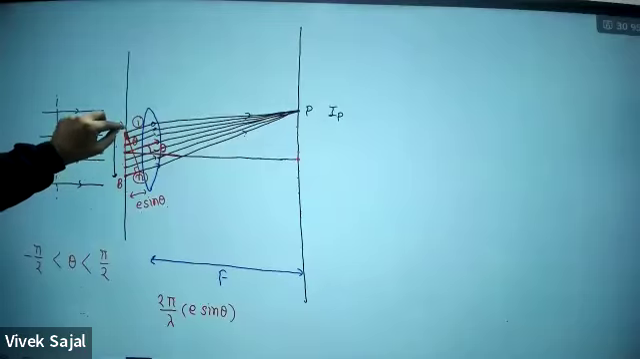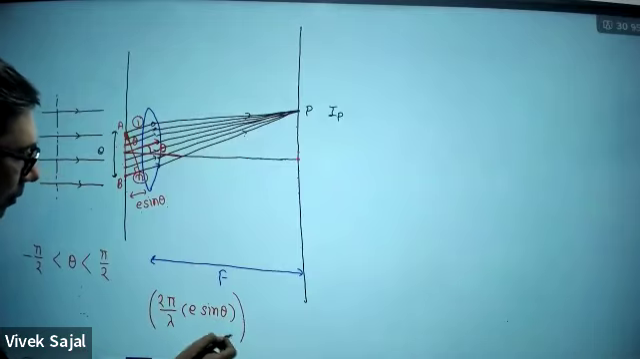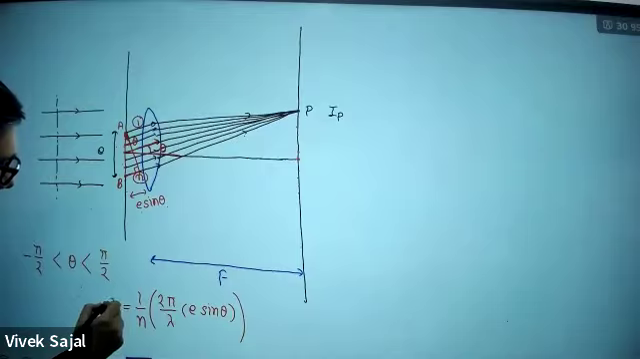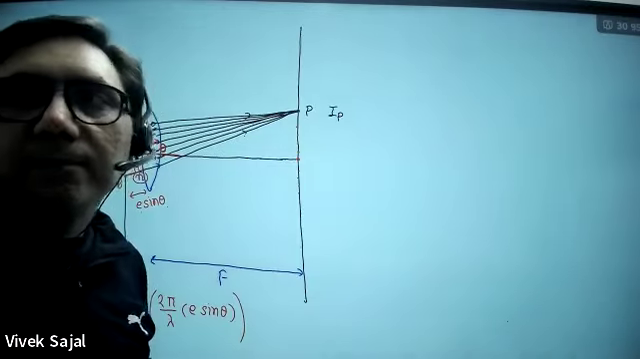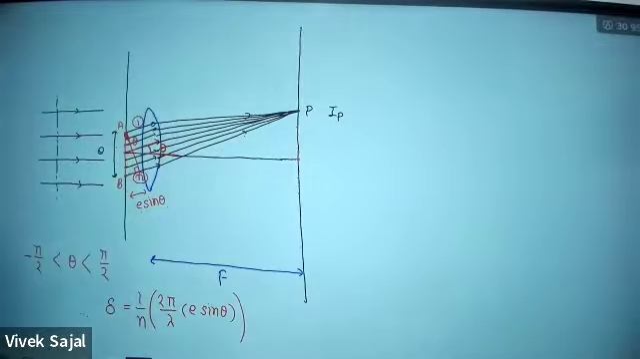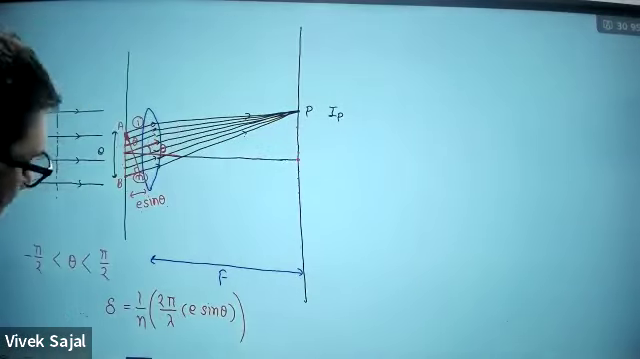So what will be the phase difference between two successive waves? You have to divide this by n, and n is very, very large. So this will be delta. Delta is the phase difference between two successive waves. Out of these n, between two successive waves, this is the phase difference.